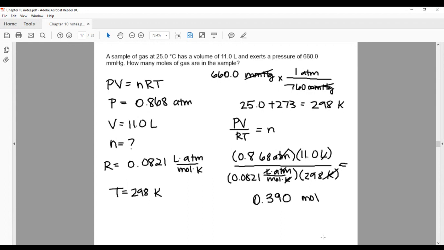So ideal gas laws. A lot of students sometimes will try to use the ideal gas law when they don't need to. So make sure that you're given 3 variables and are looking for the 4th, and they're all different. You know, yeah, you were given 3 variables before, but 2 of them were always the same. In an ideal gas law, you're given 3 variables that are all different, and you're looking for the 4th one.